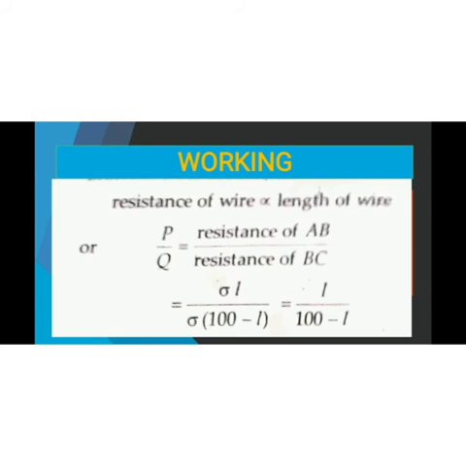And what is the resistance of AB? Sigma L. And what is the resistance of BC? Sigma into 100 minus L. So sigma cancels. So P upon Q equals L upon 100 minus L.